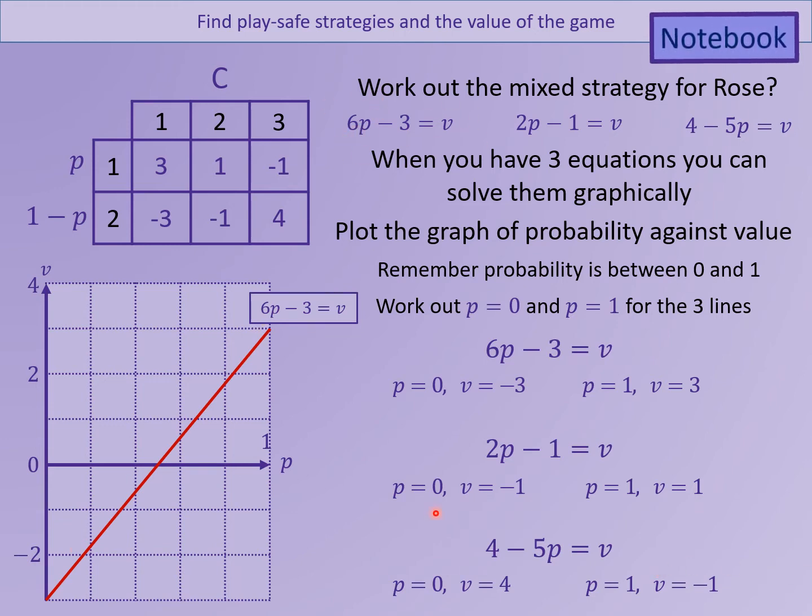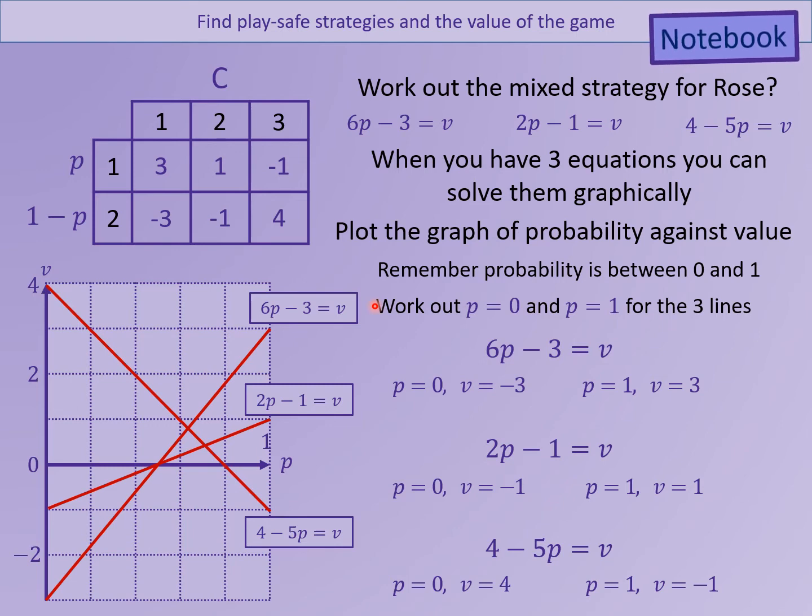So for the second line, we're going to plot p equals 0, v equals minus 1, and p equals 1, v equals 1. That gives us this line here. And for the third line, we're going to plot p equals 0, v equals 4, and p equals 1, v equals minus 1. So the third line we get is here. Now it's a very sensible idea to label each of the 3 lines so that you know which one you are working with here.